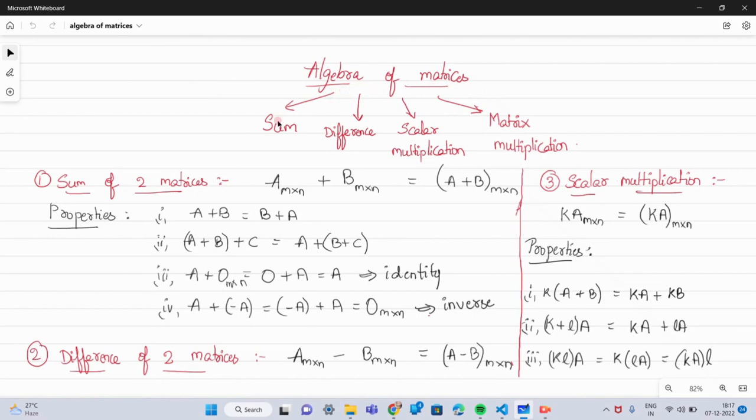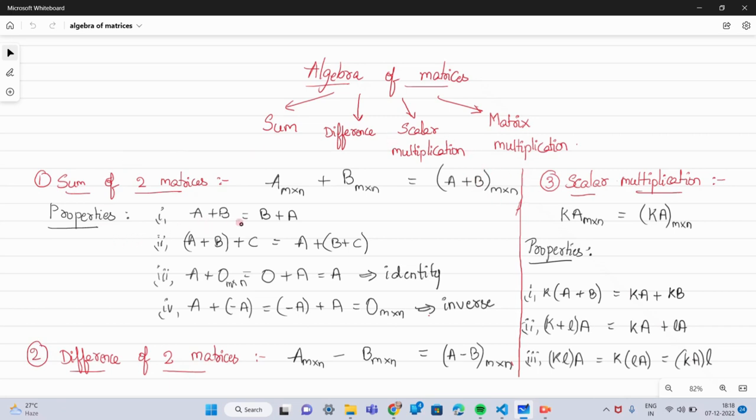Algebra of Matrices. In this, we're going to discuss the sum of matrices, difference of matrices, scalar multiplication, and matrix multiplication. Sum of two matrices. If A and B are two matrices having the same order m cross n, then the output will just be the addition of corresponding elements of these two matrices of the same order m cross n.